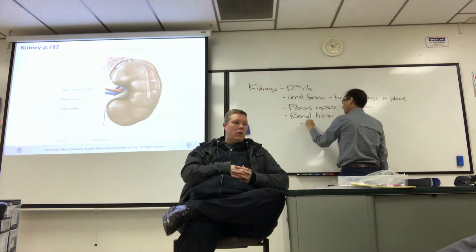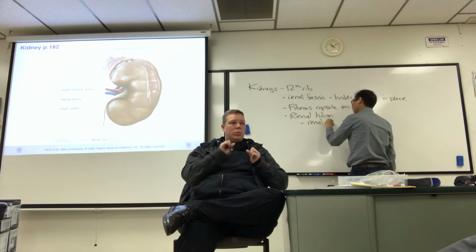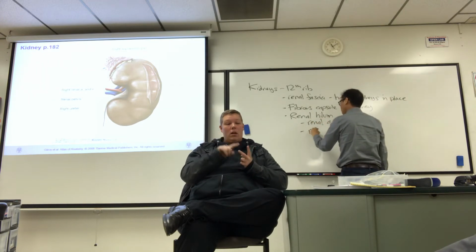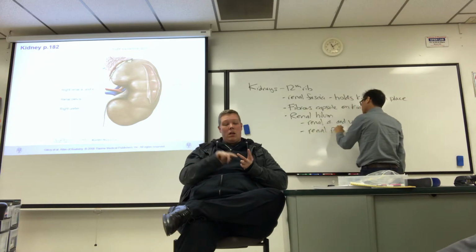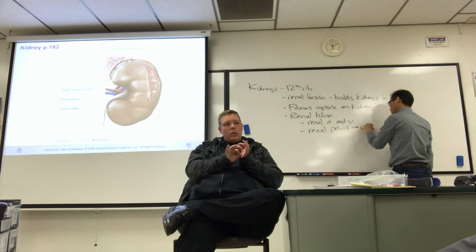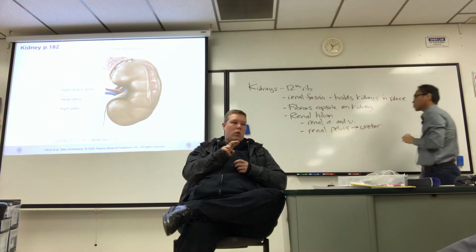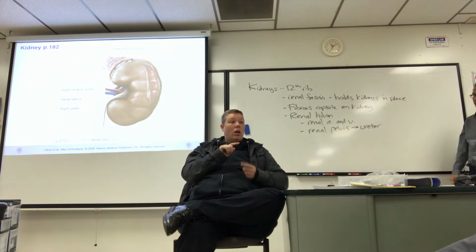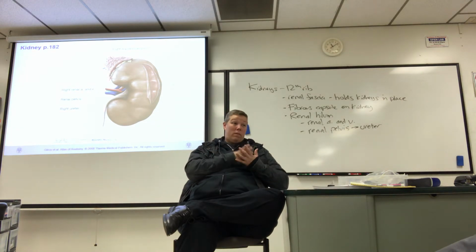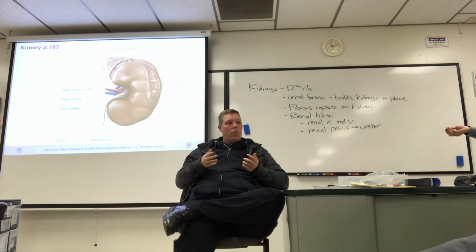Be able to identify renal artery and vein. Be able to identify renal pelvis, which narrows into the ureter. That's the urine carrying structure. The renal artery is supplying the blood that's being filtered. The renal vein will take all the things out. Okay, so that's the basic anatomy. It's a pretty simple organ to look at.